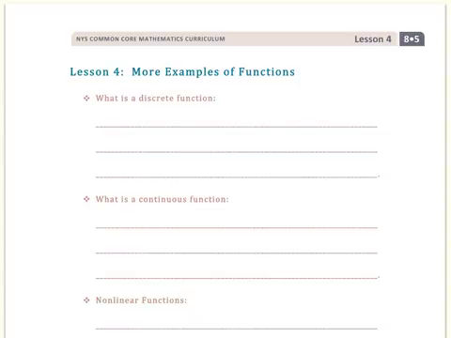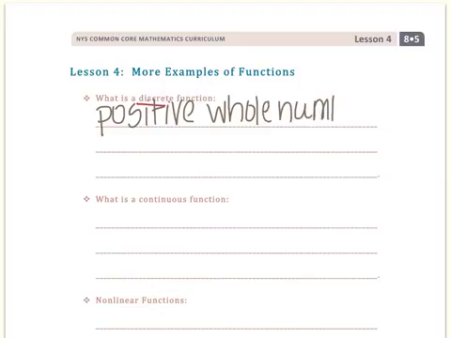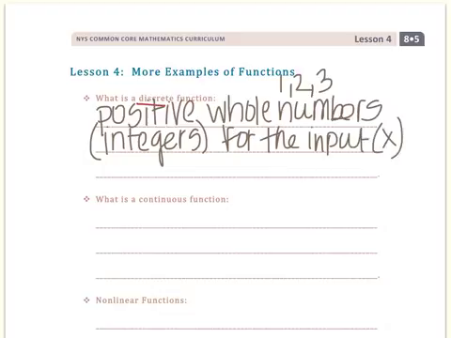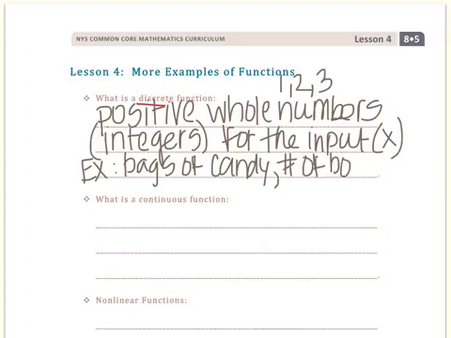Okay, so today as we talk about functions further, there's a few more definitions that we're going to have to know. Something that we've already done, we've just never referred to it as a discrete function. A discrete function is when you need positive whole numbers. Remember, whole numbers are like 1, 2, 3, 4. Positive whole numbers are also referred to as integers for the input, meaning for the x. For example, if your input is bags of candy, you can only have whole number bags of candy. Another example of a discrete function would be number of books. So a discrete function is just where your input is positive whole numbers.